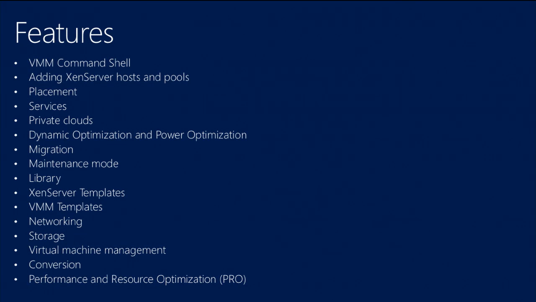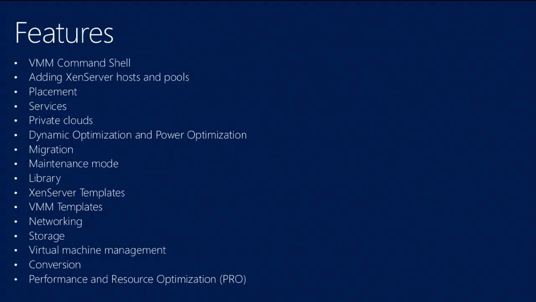We can use dynamic optimization and power optimization. So make sure that your virtual machines are dynamically moved to the right host. And with power optimization, if your hardware supports it, we will be able, with Virtual Machine Manager, to shut down that host when it's not needed at that time, to save you some costs, some energy, and so on. We can do the standard migration. Everything Xen supports, we will do as well with Virtual Machine Manager.